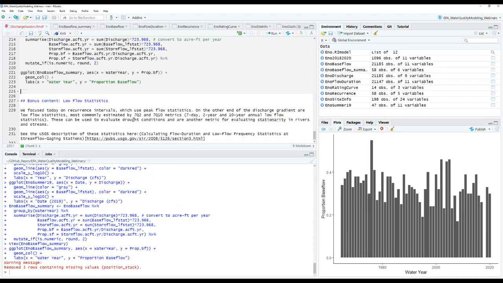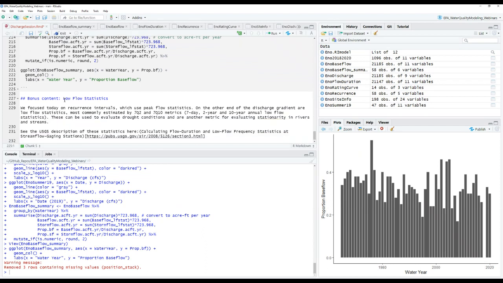With that, I also just wanted to note we didn't talk about any low flow statistics today. There are some things like 7Q2, 7Q10 metrics and so forth. There's some good description of these statistics at this link that I've posted. We won't have time to go through those today with R, but I just wanted to note we really focused on those peak flow statistics today, but there are low flow statistics that also might be relevant to your system.